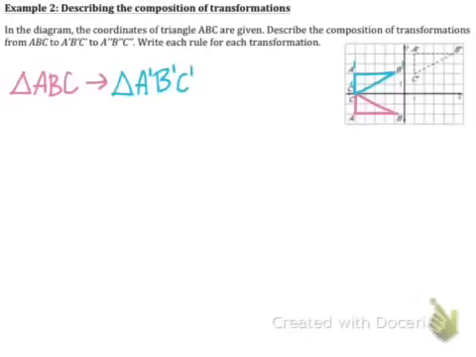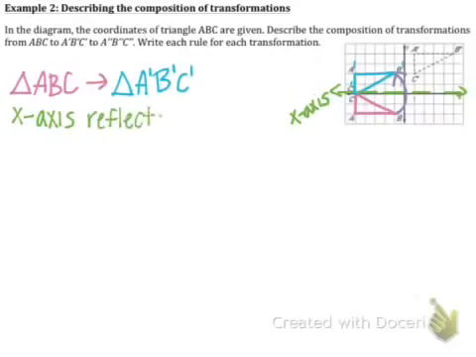Now we need to do some investigating and figure out what happens. It looks like triangle ABC is flipped. It's the opposite of what it is. And what does it look like it's flipped over? It looks almost folded across the x-axis. Anything that is flipped is what we call a reflection, and since it's reflected over the x-axis, we call this an x-axis reflection. So that is the first transformation.